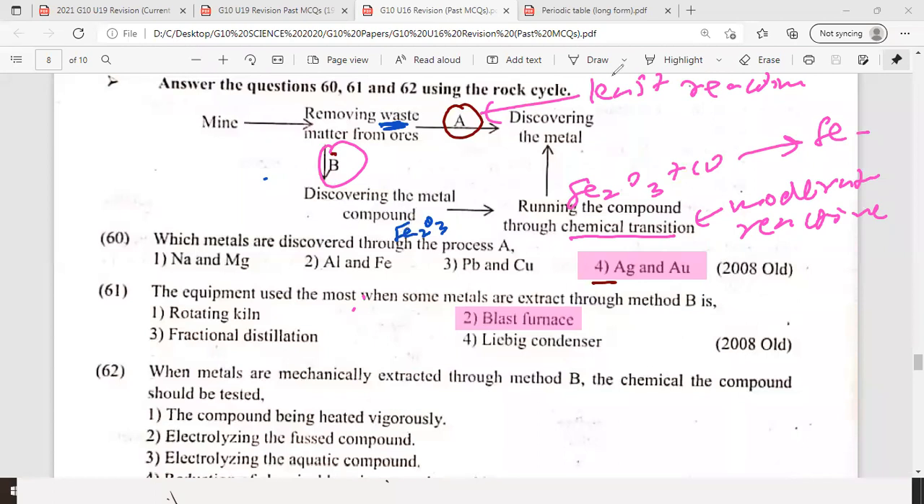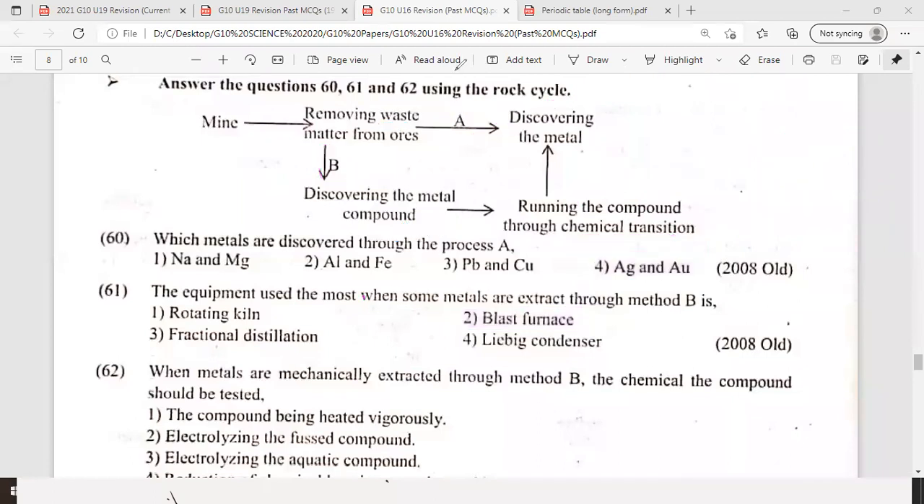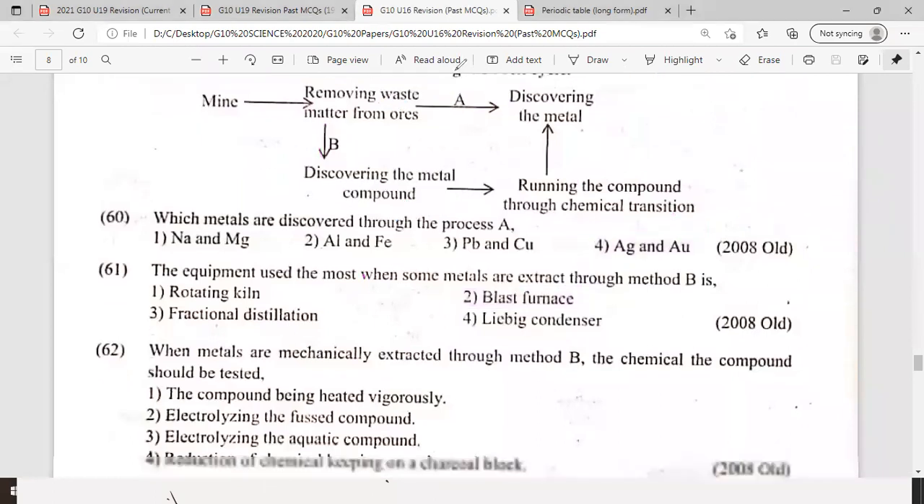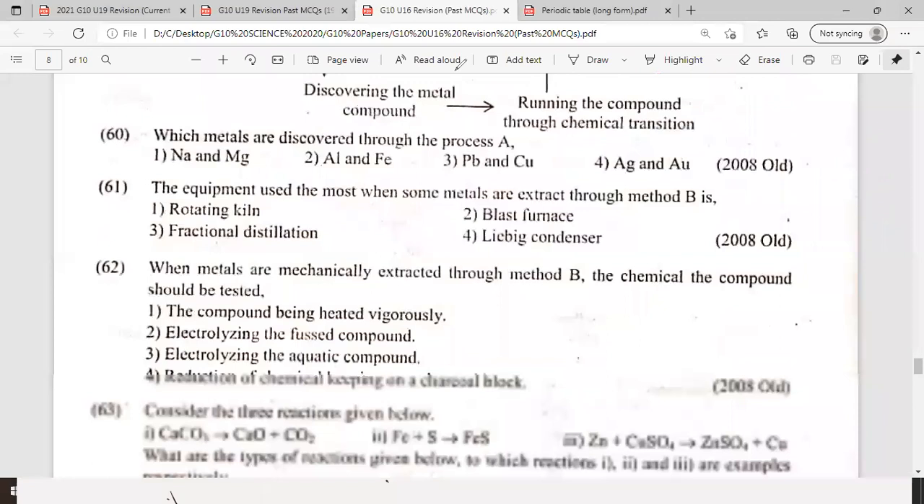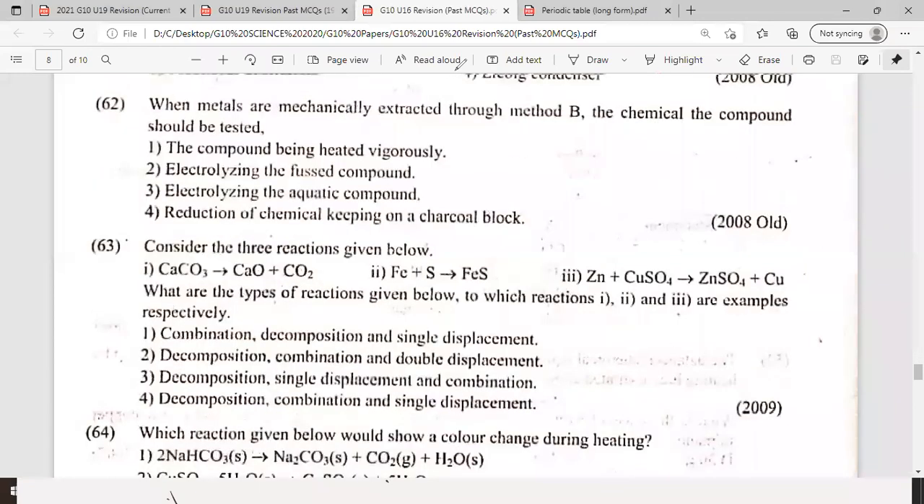Then next one, number 62. I'll erase the screen. Question number 62. When metals are mechanically extracted from metal B, the chemical compound should be tested. Electrolyzed in the fused compound, or being heated vigorously. Chemical compound should be tested.